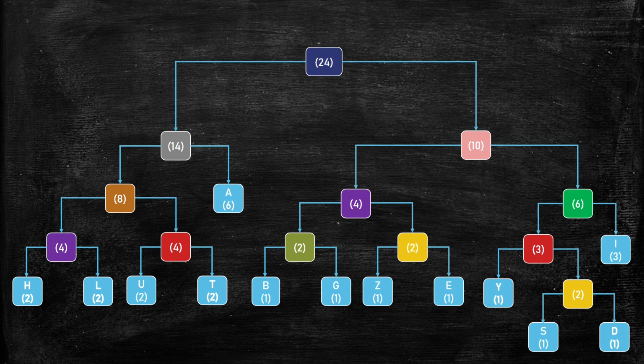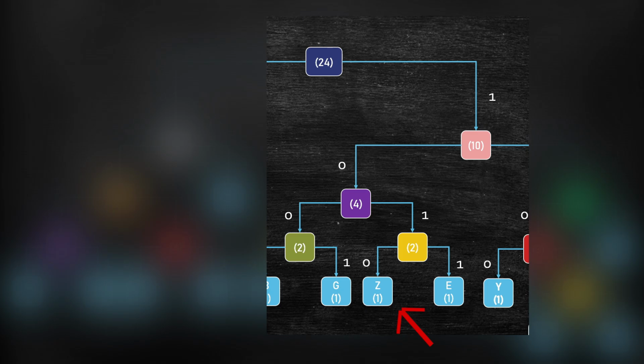So, how do we create the 1-0 code using this tree? Well, it's quite simple. If it goes right, then the code is 1, and if it goes left, then the code is 0. For example, here we can see that the code for Z is 1010, since in the tree the path to Z is right, left, right, left.